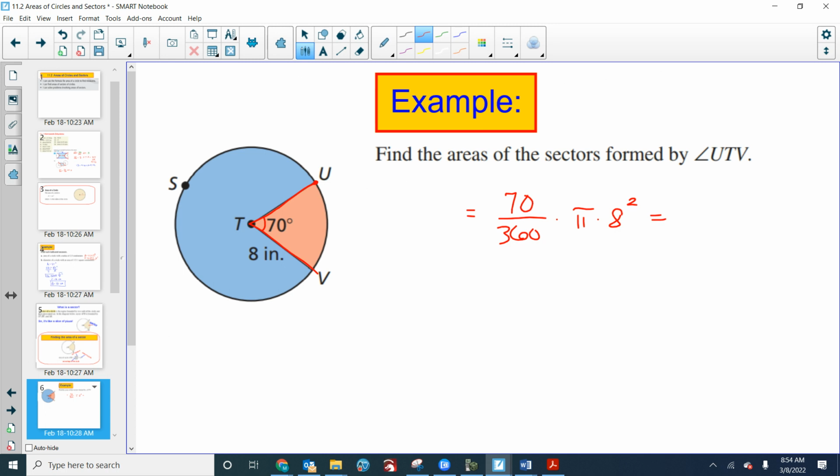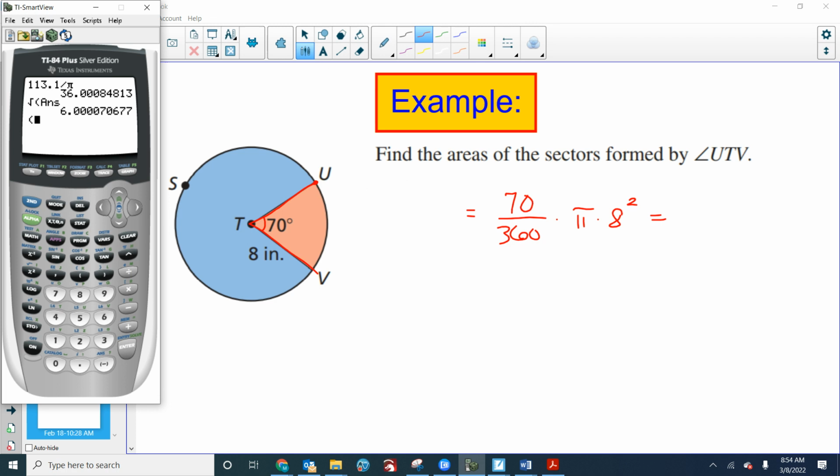Calculator time. This one's gonna be a little ugly, I think, if we type it in our calculator in terms of pi. Let's see. 70 over 360. I put parentheses around that. 70 over 360, and then times, I know 8 squared is 64, times 64. I get 12.4 repeating pi.